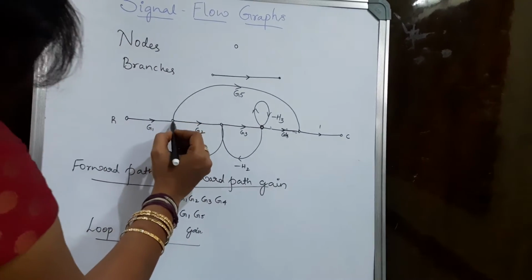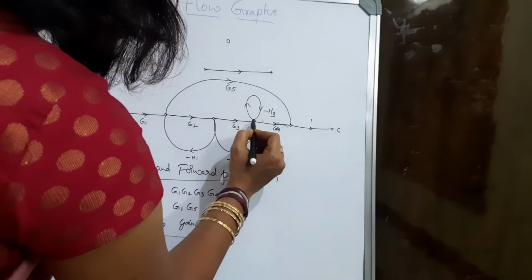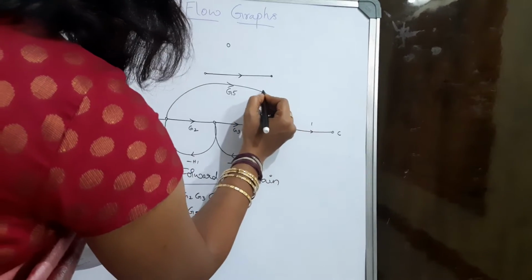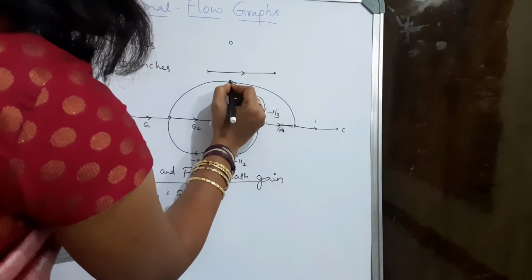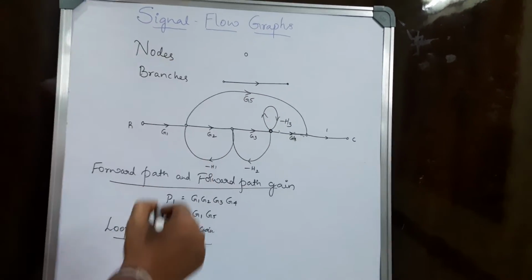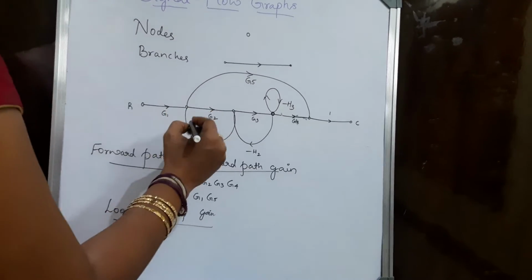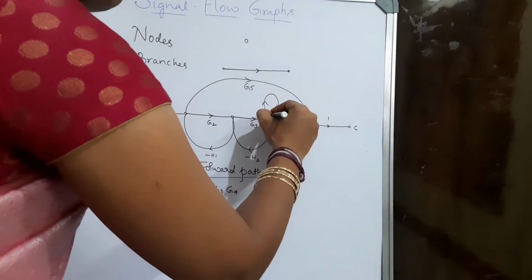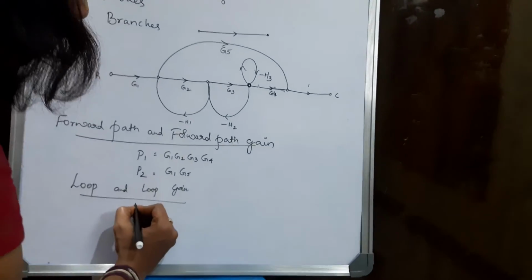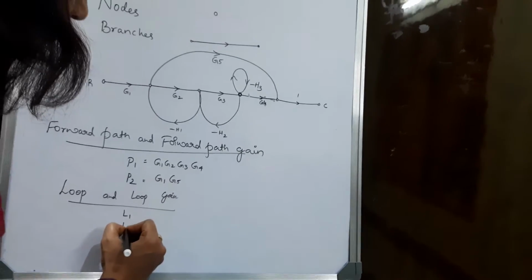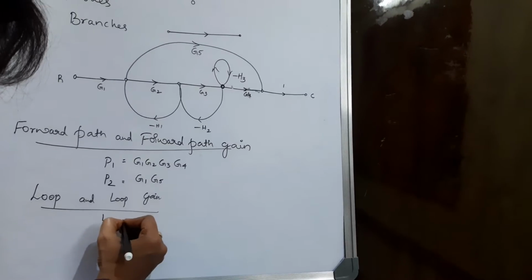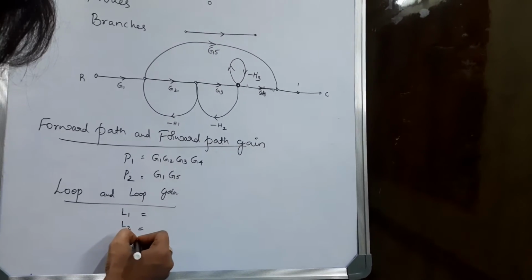Now let's consider one more. Here I cannot consider this to be a loop because the direction is opposite. So this cannot be a loop. By definition, a loop is one where the signal starts and ends at the same node. So I need to write down all the loops. I have just three loops here with respect to the given problem, and I designate these loops as L1, L2, L3.